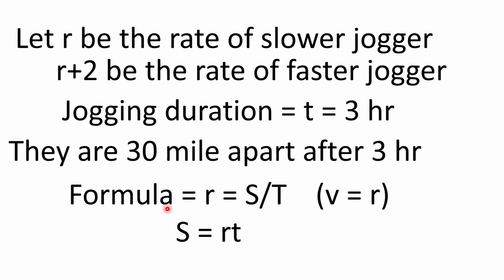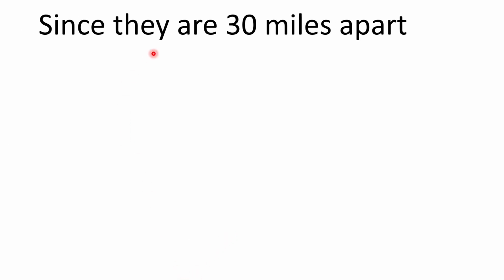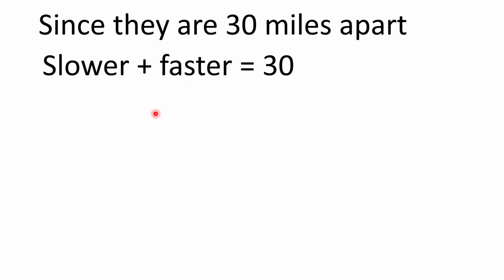Now we will use the formula r equals s divided by t, where r is rate, s is distance, and t is time. This is basically the velocity or speed formula, v equals s divided by t, the speed of the joggers. From this formula we get s equals rt, because we multiply t with r. This is our formula. Since they are 30 miles apart, the distance of the slower plus the faster jogger equals 30 miles.